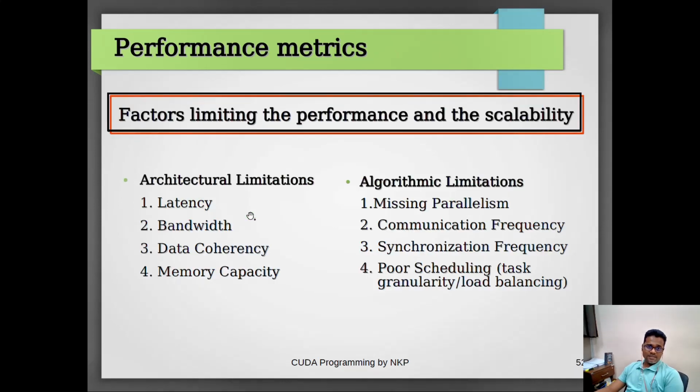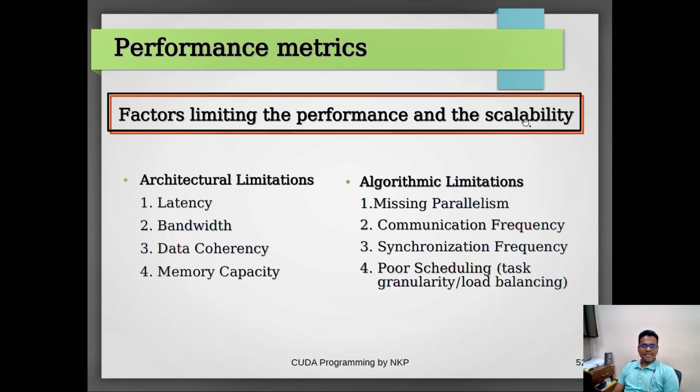Now, what are the factors that limit performance and scalability here? There are some architectural limitations, that means hardware limitations, and there are some algorithmic limitations. First, let's focus on architectural limitations. The first one is latency. As we discussed in previous episodes, latency is the amount of time required to fetch data from main memory to the processor.